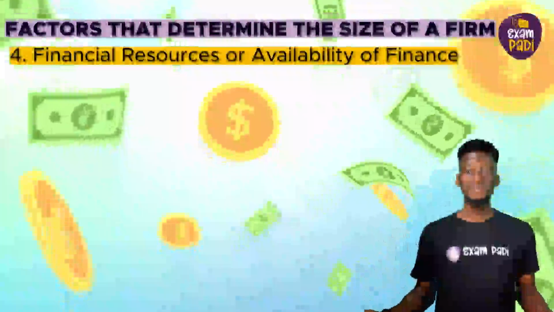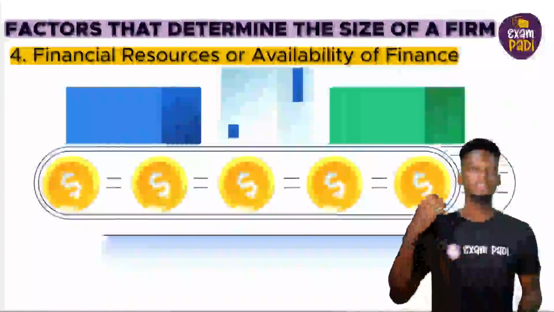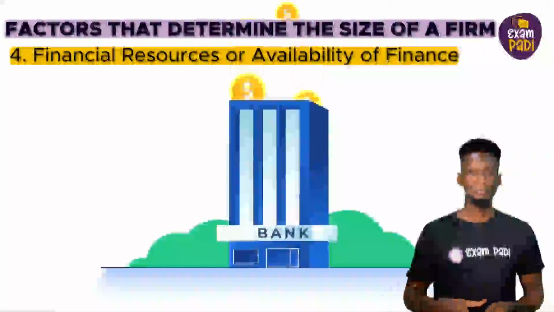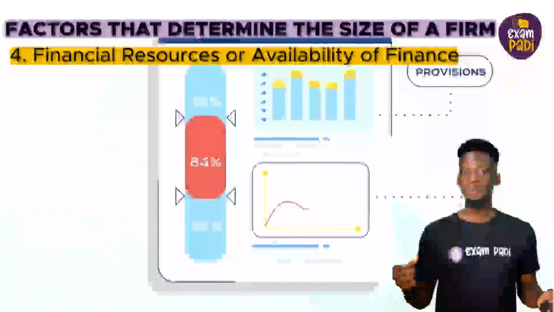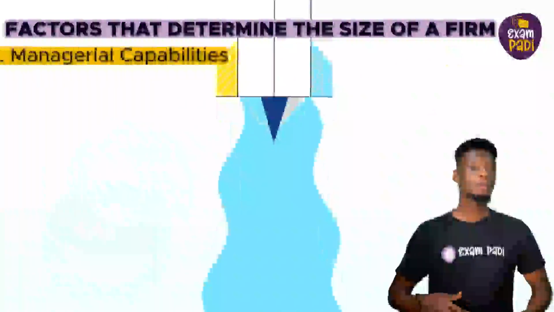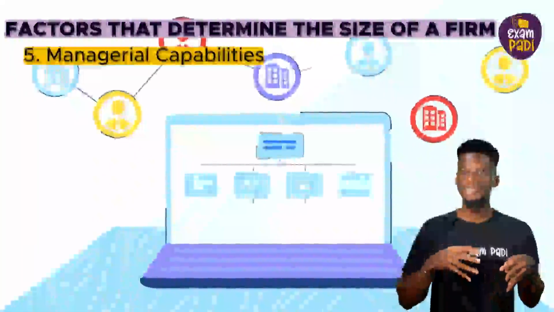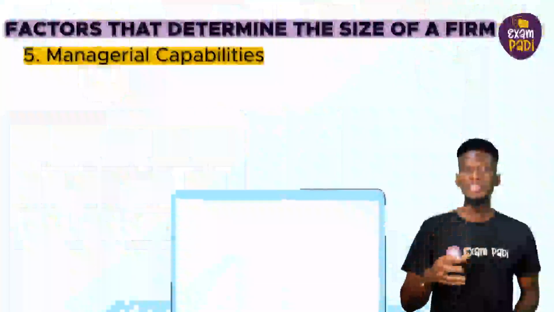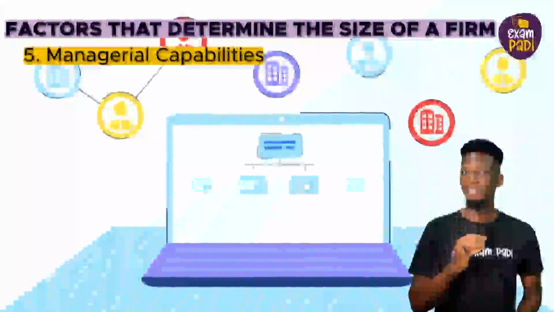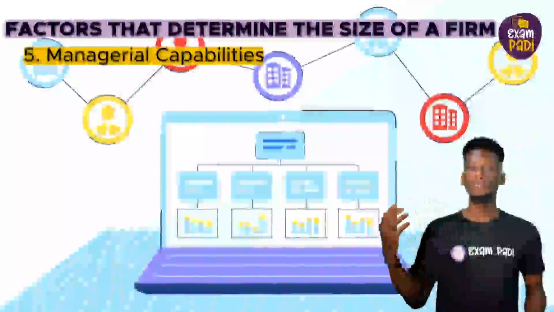4. Financial resources or availability of finance. The availability of financial resources such as capital, investment, and financing options can impact a firm's size. Access to funding and securing investments or loans can facilitate expansion and growth initiatives. 5. Managerial capabilities. The skills, expertise, and organizational capabilities of the firm's leadership or team play a crucial role in determining its size. Effective management and strategic decision-making are crucial for scaling operations, optimizing resources, and pursuing growth opportunities.